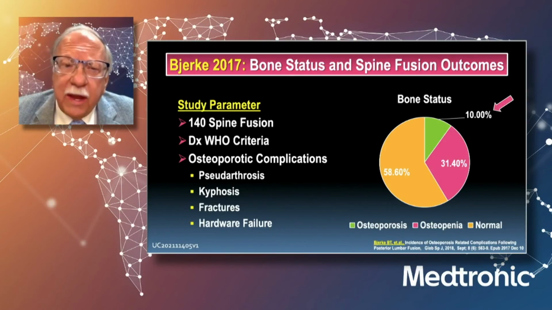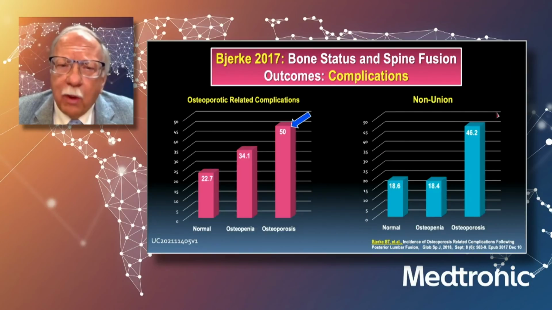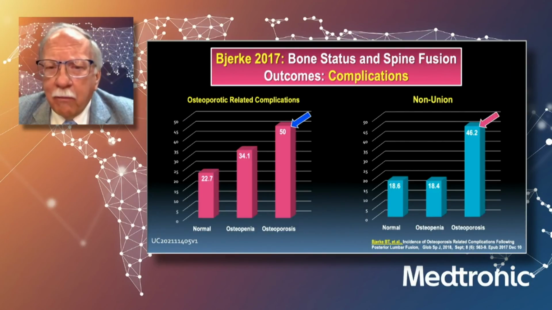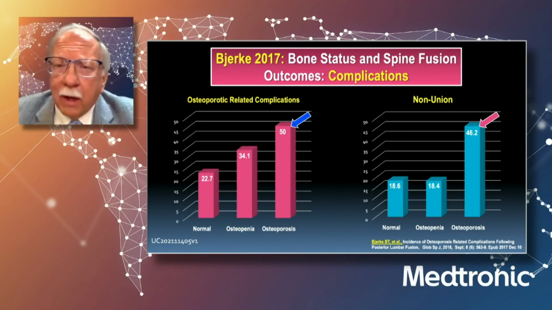Another paper by Bergerke found that when you have poor bone quality osteoporosis, you can see that you have 50% complications, and your nonunion rate also skyrockets. Again, a reason to treat osteoporosis. It's very, very important in our fusion patients.